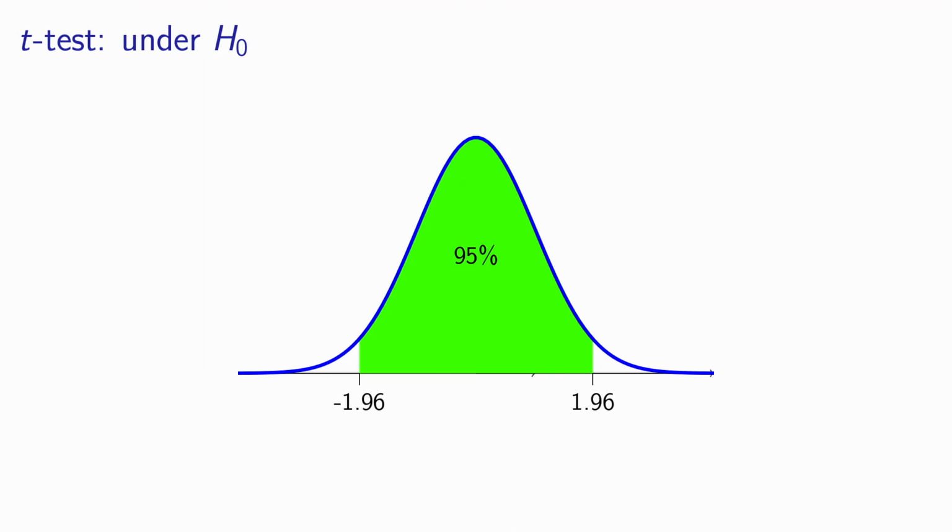So it means that if H0 is true, so if the true value of the parameter is indeed theta star, 95% of the time when we draw a sample and estimate the value of theta from the sample, the statistic that we obtain will be between minus 1.96 and 1.96, which correspond to the quantiles of the normal distribution.